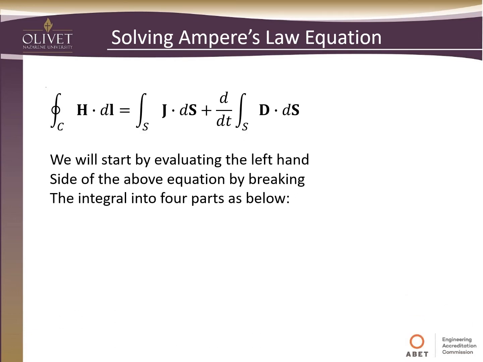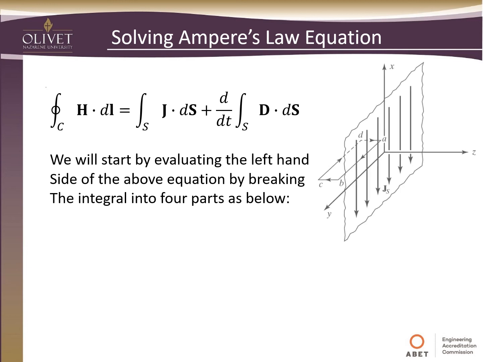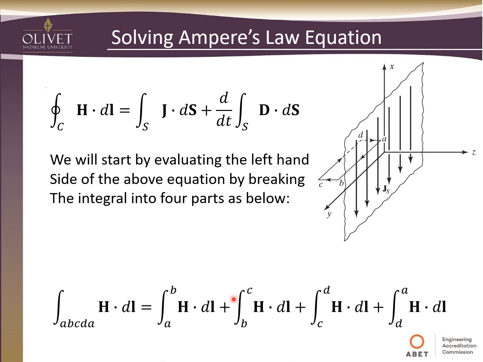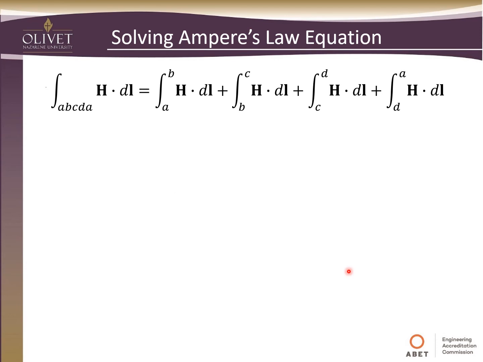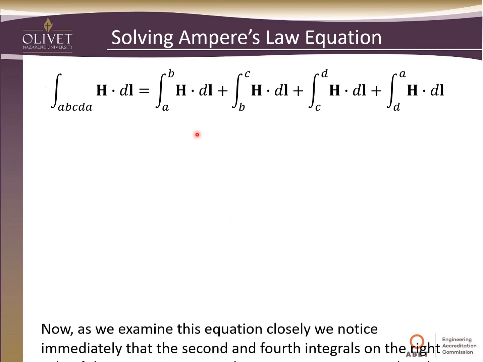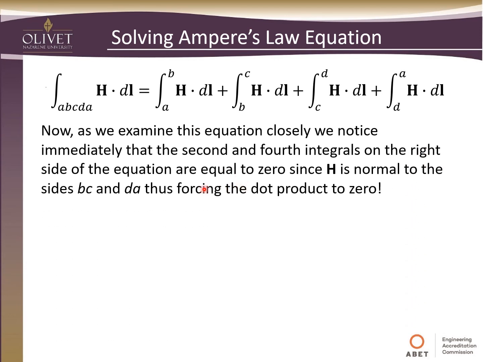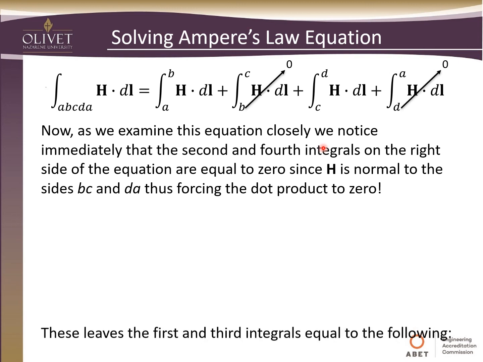We're going to start by evaluating the left-hand side of the above equation, which is the magnetic field around that path. We break this down into four integrals: from A to B, B to C, C to D, and D to A. Looking at this closely, the sides BC and DA have a dot product of 0 because they are not in the same direction as the magnetic field. So these parts by definition go to 0.